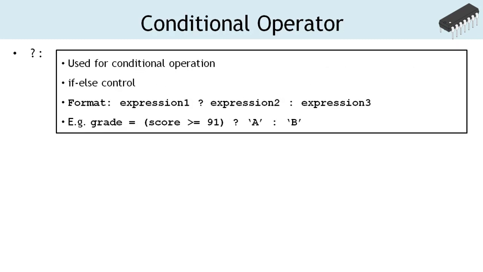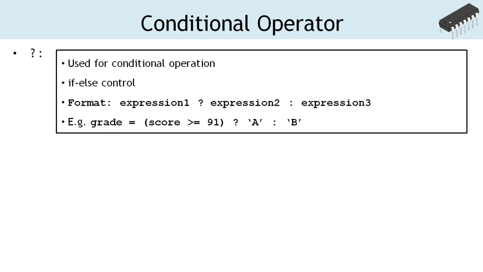Simple conditional operations can be carried out using the conditional operator. Such an expression can be used in place of an if-else statement. The format of the operator is as shown. The first expression, represented by expression 1, is evaluated first. If the result of the expression is true, expression 2 will be evaluated and its result becomes the result of the conditional expression. However, if the result of expression 1 is false, then expression 3 is evaluated, which becomes the result of the conditional expression.